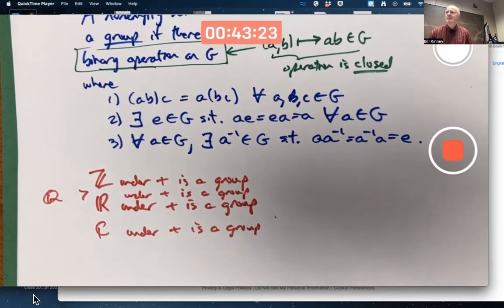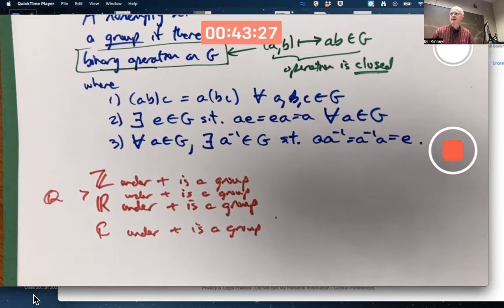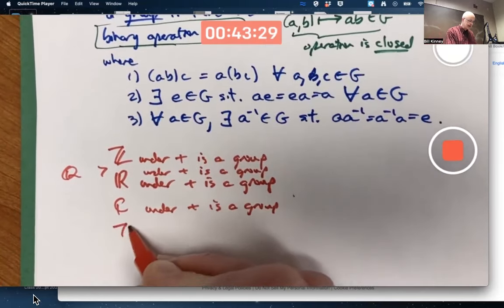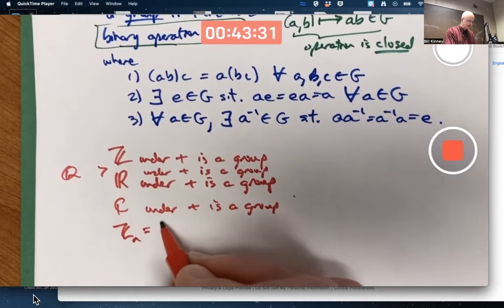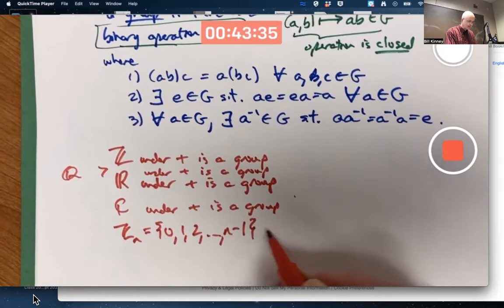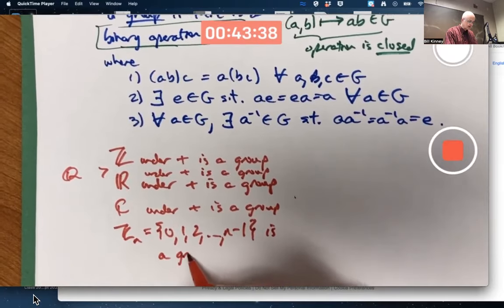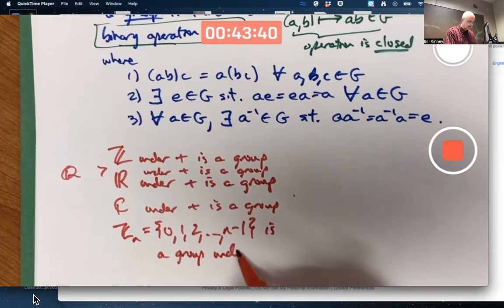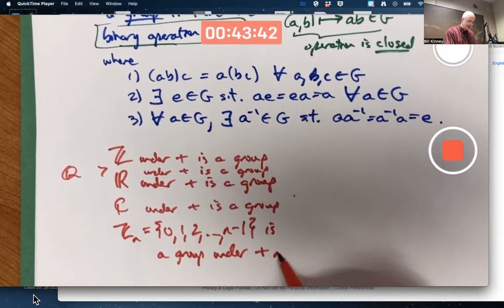There are lots of examples of groups. This just barely scratches the surface. This is sort of just the most common examples. Zn, consisting of 0, 1, 2 through n minus 1, is a group under addition mod n.